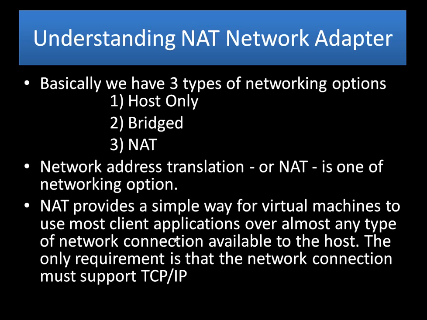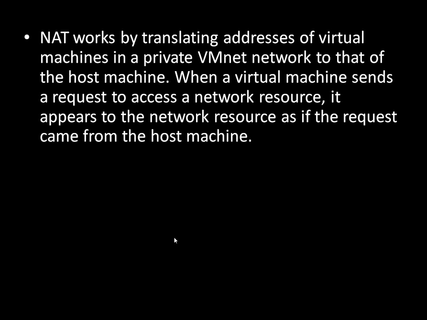NAT provides a simple way for a virtual machine to use most client applications over almost any type of network connection available to the host. The only requirement is that the network connection must support TCP/IP. NAT works by translating addresses of virtual machines in a private VMnet network to that of the host machine. When a virtual machine sends a request to access a network resource, it appears to the network resource as if the request came from the host machine.